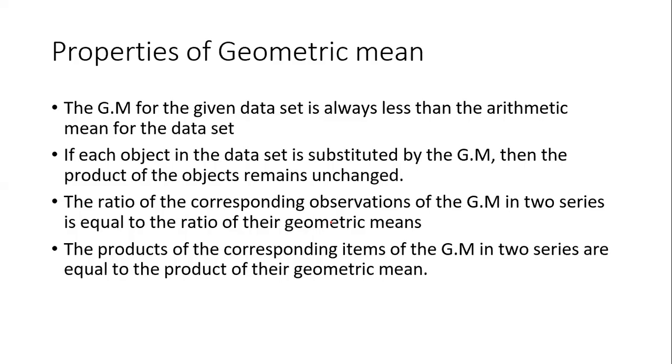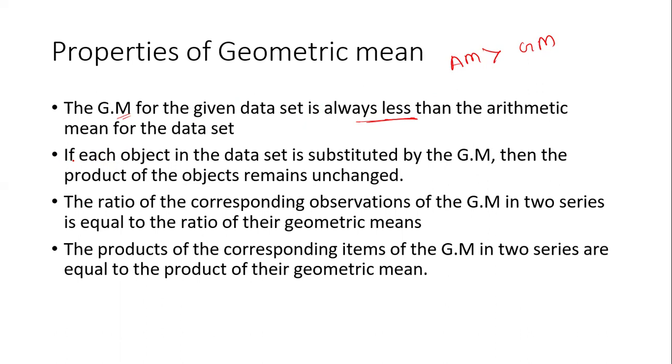Now the properties of the geometric mean. The geometric mean of the given data set is always less than what? Always less than the arithmetic mean. That means the arithmetic mean is greater than the geometric mean. Clear? So it will always be less than the arithmetic mean of the data set.